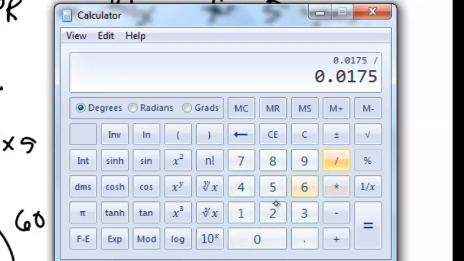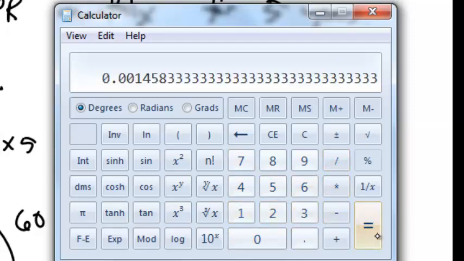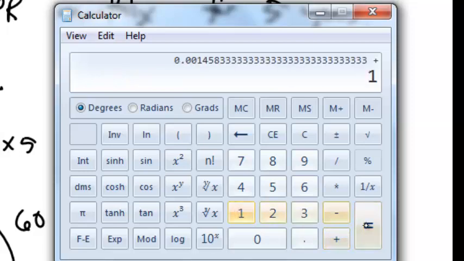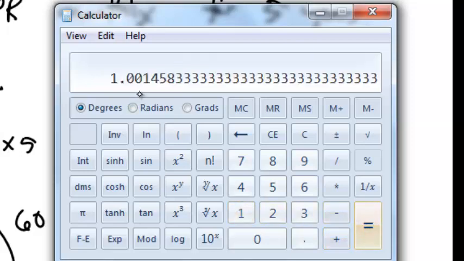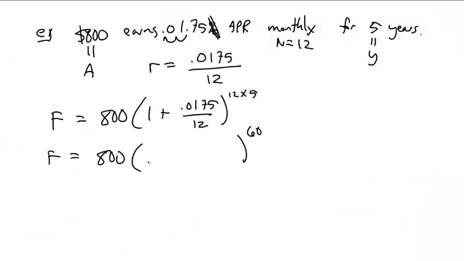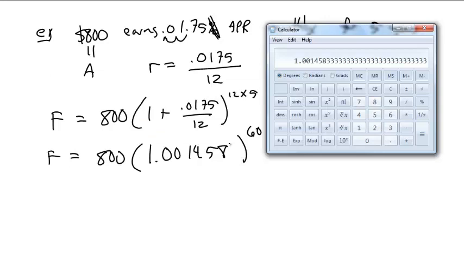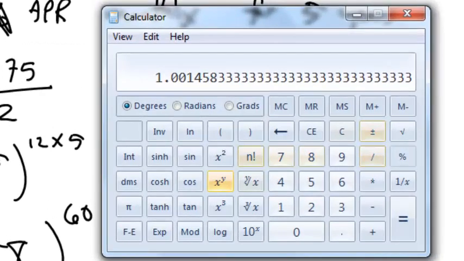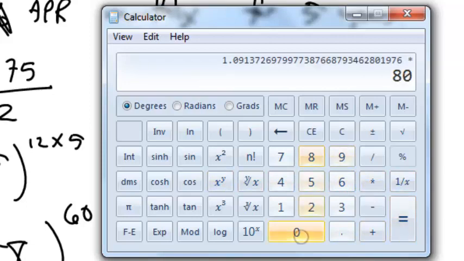0.0175 divided by 12 is that number. And then if I add 1, it doesn't change too much. I still want those 4 significant digits, not counting the 1. So 1458 with 2 zeros. So it's 1.001458. Is that right? Oh, 1458. Right. Hey, and that number is right there. I want to raise that up to the 60th power. Ping. And multiply by 800.